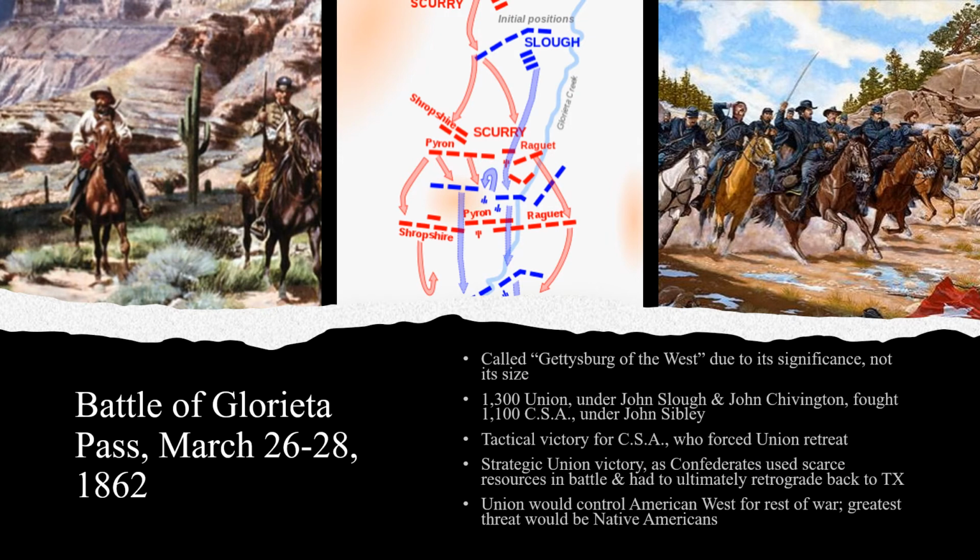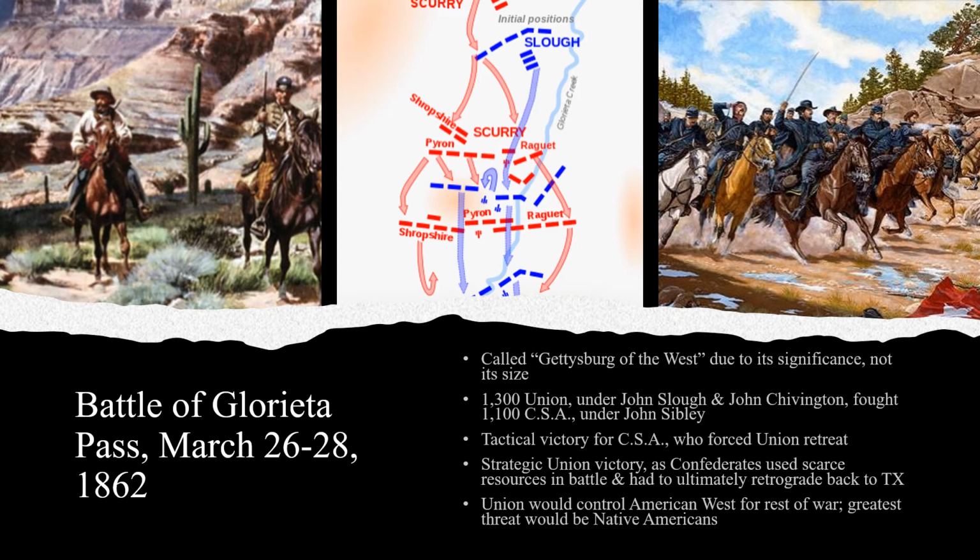The most important battle in the trans-Mississippi West, and the one that would decide the region's future, was fought at Glorieta Pass on March 26 through 28, 1862. Some historians of the Civil War actually refer to Glorieta as the Gettysburg of the West due to its significance. 1,300 Union troops, mostly volunteers from the territories, commanded by John Slough and John Chivington, faced off against 1,100 Texan Confederates commanded by John Sibley.